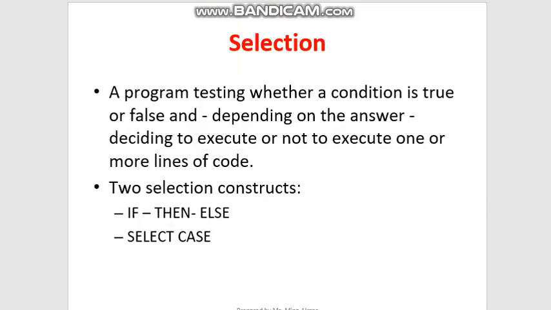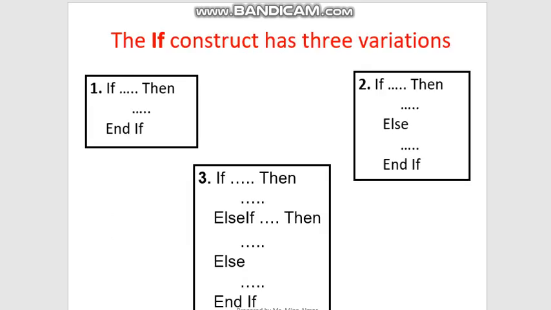Moving on to the selection statement. Selection means either you choose true or false. If the condition is true, it performs some action, else it performs some different action. These are the three constructs of if. Either you can write just if else, or if else if, and in the end you must write end if. End if means that the if gets terminated over here.